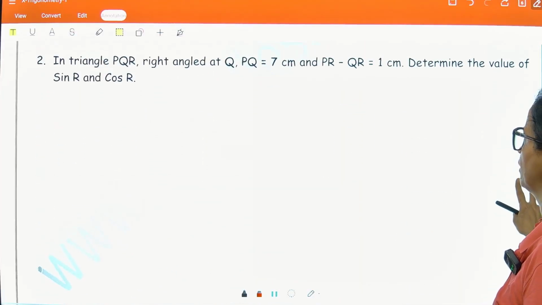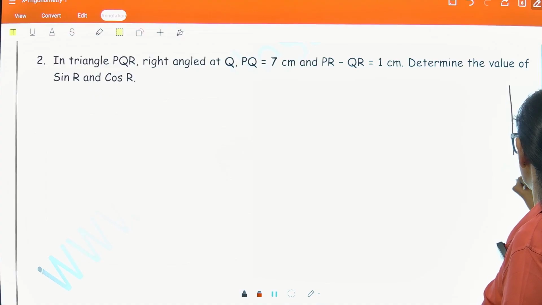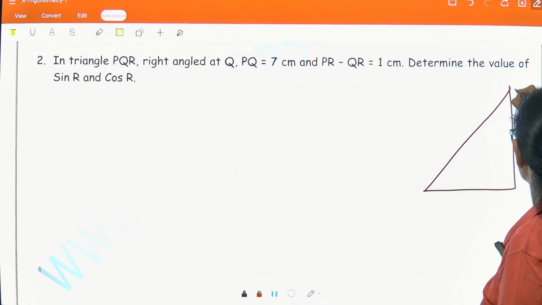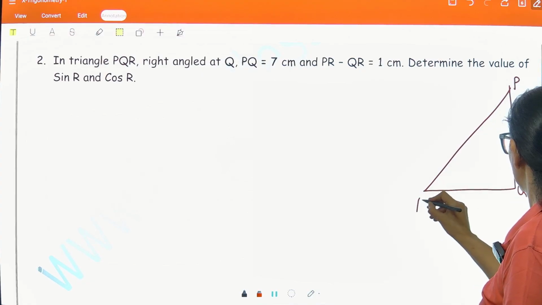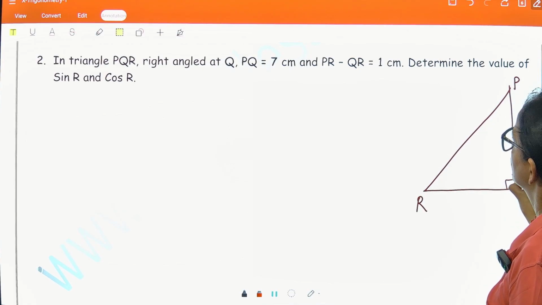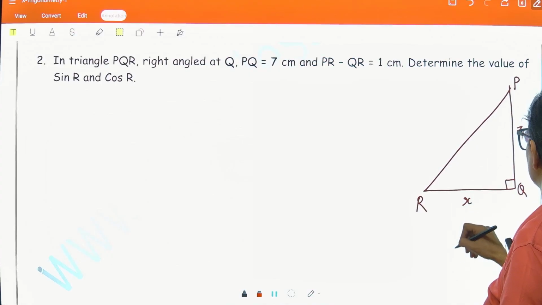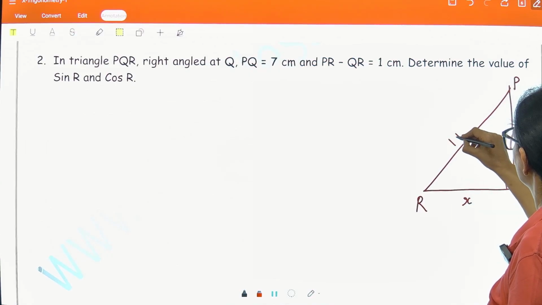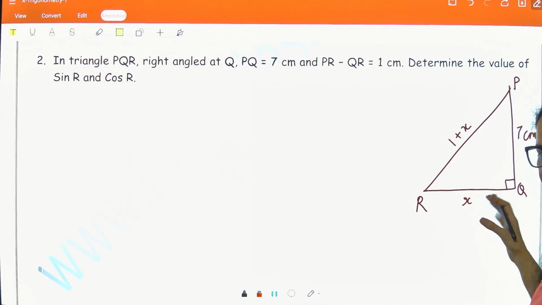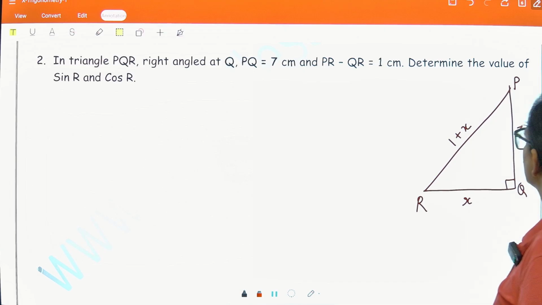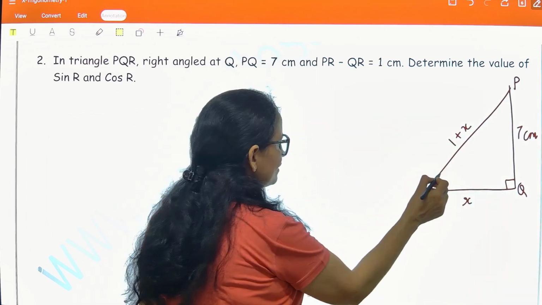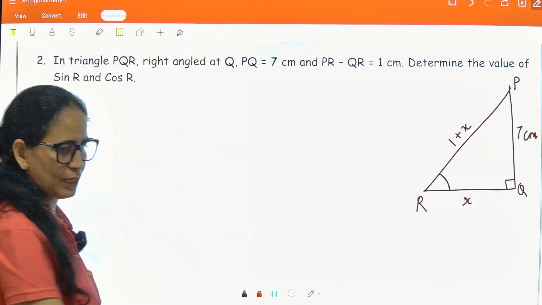In triangle PQR, right angled at Q. So let's first draw a right angled triangle. This is triangle PQR, right angled at Q. PQ is 7 centimeters. PR minus QR is 1. So there is a relation given to you between the hypotenuse and the base. So if you assume QR is x centimeters, the hypotenuse is going to be 1 plus x or x plus 1. You can write either way, right? Now determine the value of sine R and cos R. So this is the angle under consideration. You need to focus on angle R.